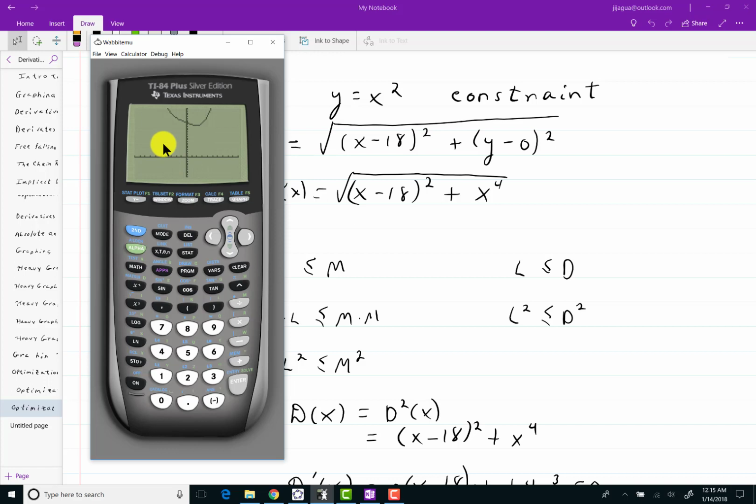You can actually have your calculator check it for you. You can go second and then calc, and you can actually use option 3 for minimum, and then it plays the same game with you as it did for the zero. You do a left bound, and then make sure you move the cursor to the right of where the lowest point is. Enter. And then you move somewhere in between. The closer you do it, the faster it'll actually find the answer.